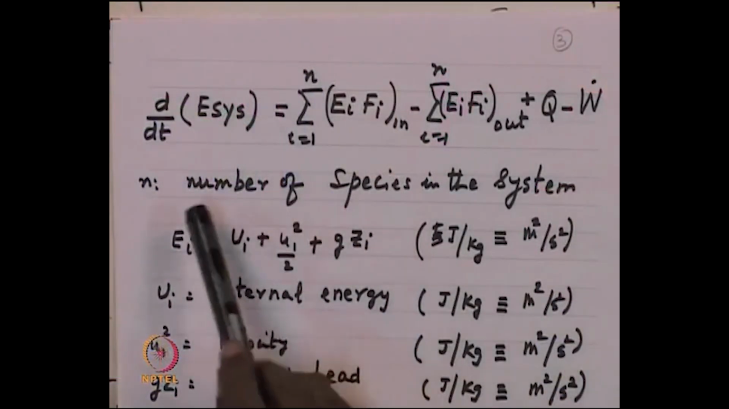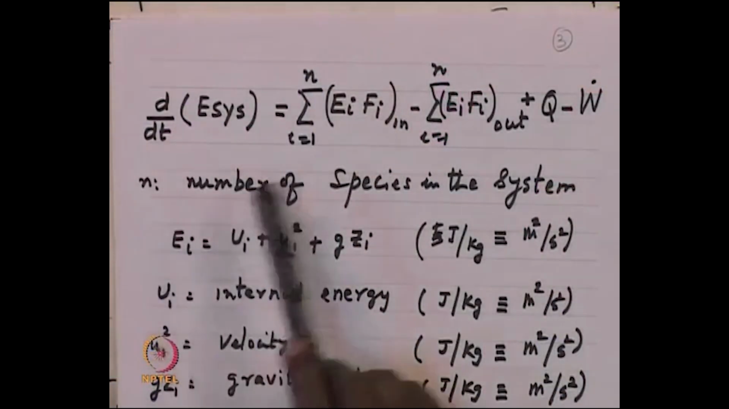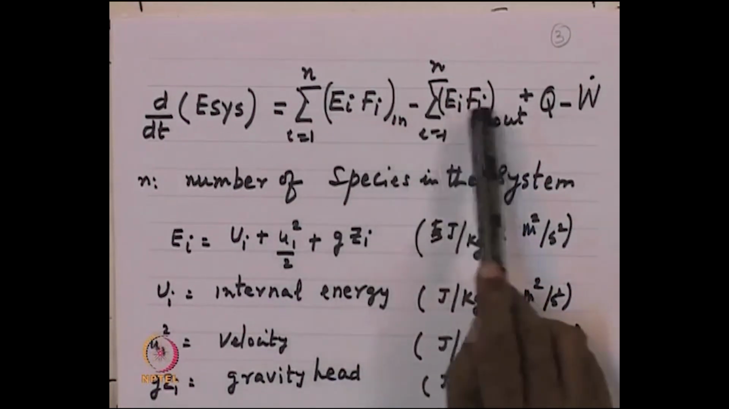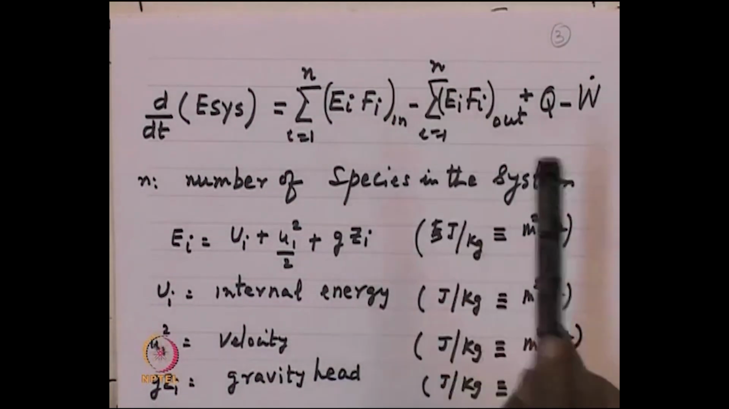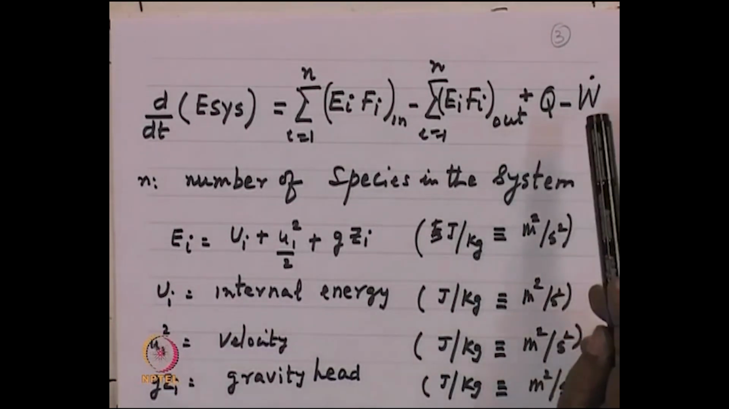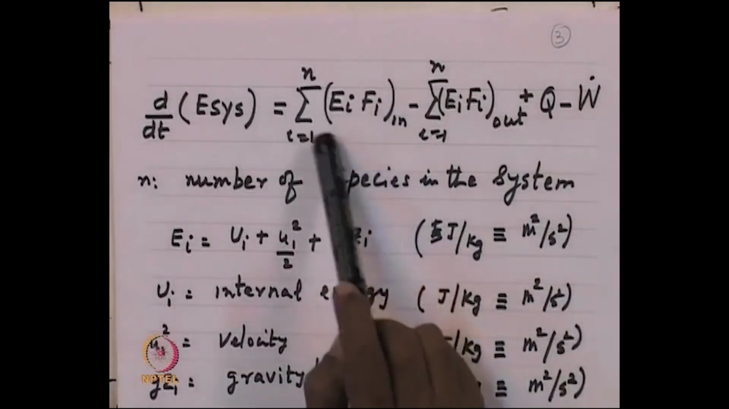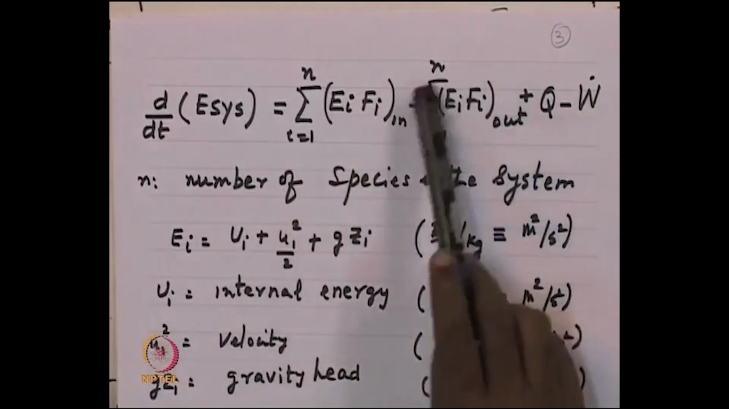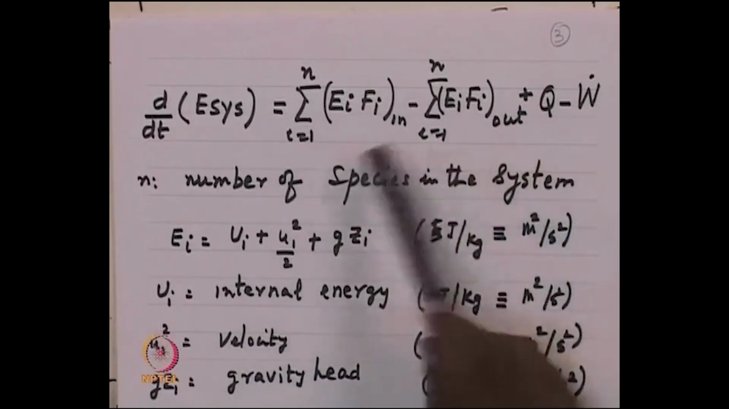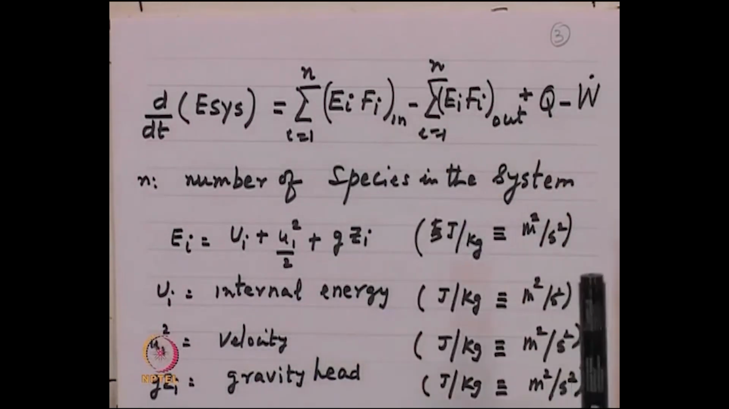Stating this in mathematical representation: d by dt of E system equals the sum from 1 to n of Ei Fi input, minus Ei Fi output, summed over all species, plus Q minus Ws. Where Q is heat input, W is work output. This is the energy that is coming in with all the species, and the energy that is going out with all the species. We are neglecting heat of mixing here; we will include it if required at a later stage.